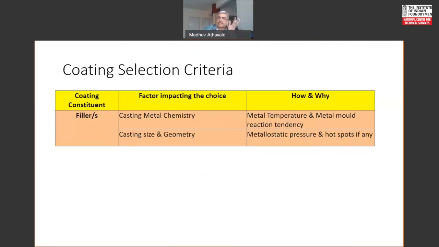Why casting metal chemistry? Because that decides the melting temperature and pouring temperature. So what level of refractoriness is needed, and metal-mold reaction tendency. Chemistry also decides metal-mold reaction tendency. In our last lecture, we had seen the fayalite formation reaction, or in the case of manganese steel castings, how manganese oxide and manganese silicates would be forming by reaction with silica sand. And casting size and geometry decide the metallostatic pressure and hotspots. So this again will help define what level of refractoriness we want and how much resistance to the pressure we need.